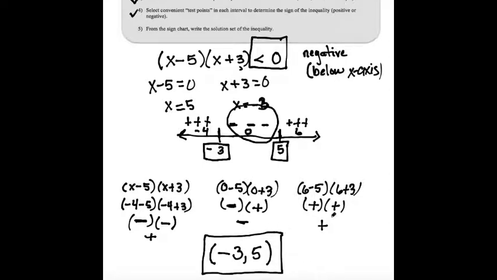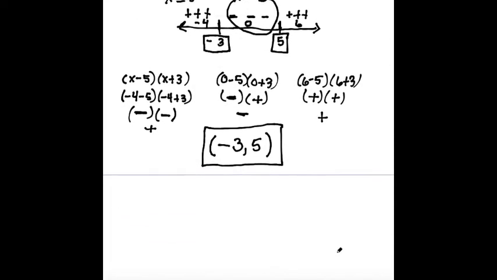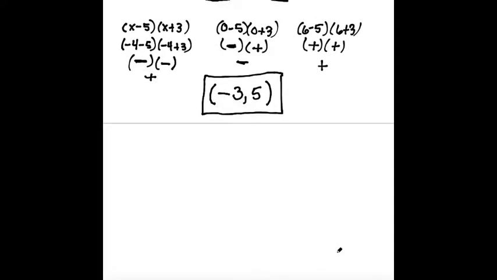Now I just want to show you exactly what that means graphically. What that's showing us is that if we have a graph of this polynomial, and the polynomial was y equals x squared minus 2x minus 15, that was what we started with originally. If I were to graph that, it would cross at -3 and 5.